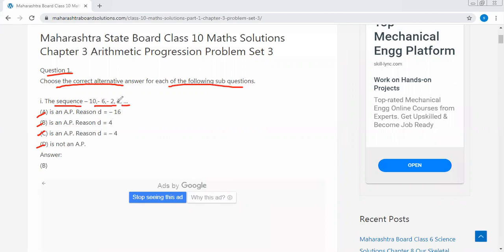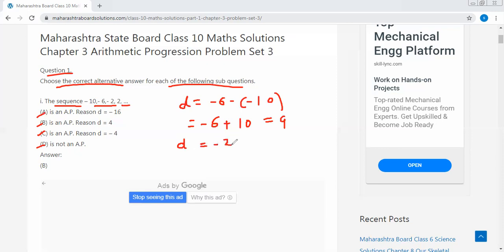First option is an AP, reason d is equal to minus 60. How to identify an AP? To find the common difference, d is equal to second term minus first term, minus 6 minus of minus 10, minus 6 plus 10, which is equal to 4. There is the answer 4.